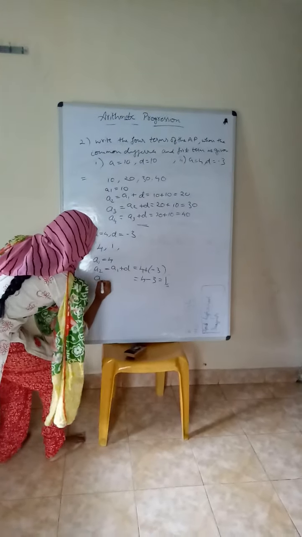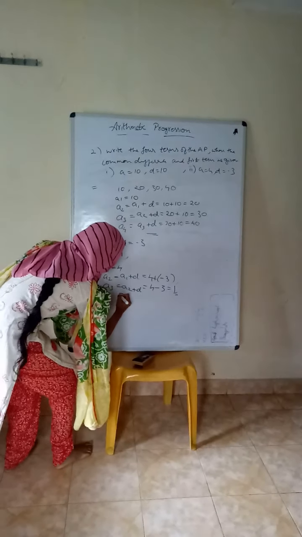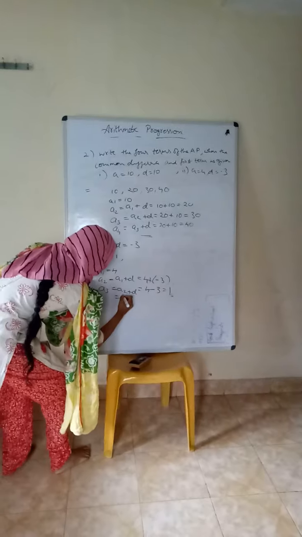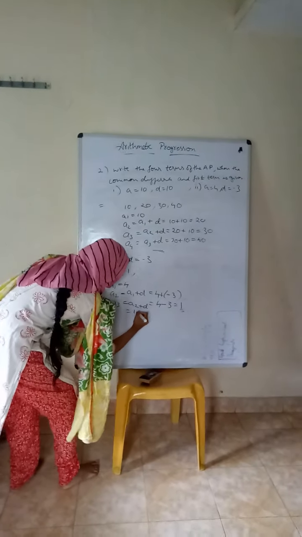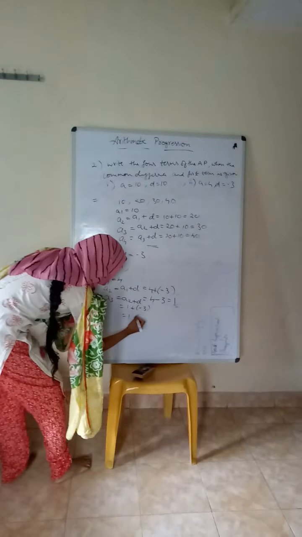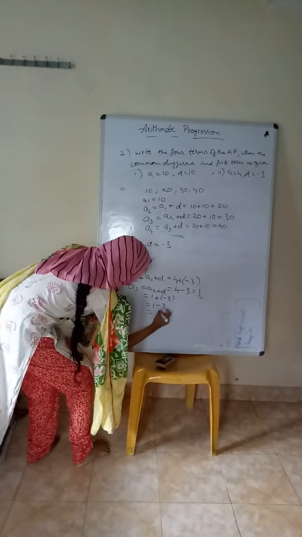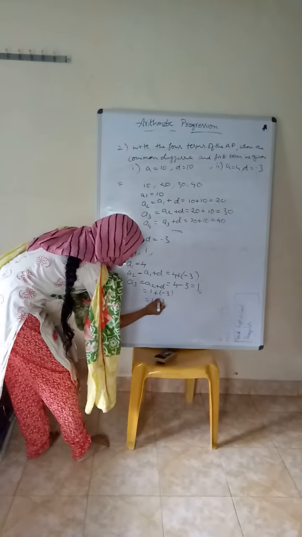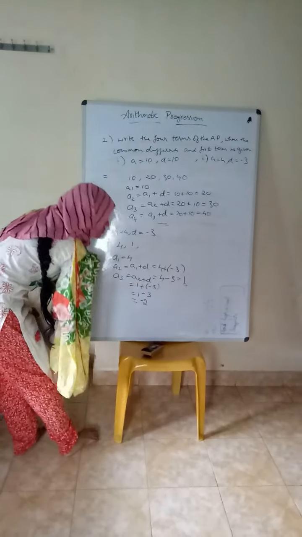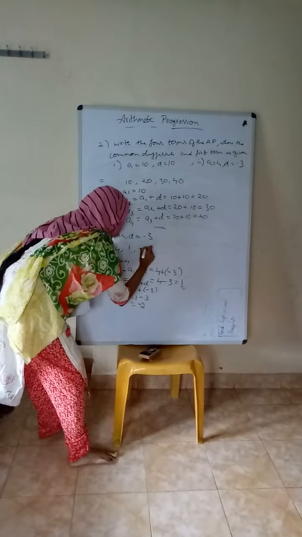Next A3. A3 is equal to A2 plus D. What is A2? A2 you got 1, plus D is minus 3. Again same way, plus minus is minus. So 1 minus 3. So what will be? 2. The greater number is 3. So you have to write this sign, minus 2. So the third term is minus 2.